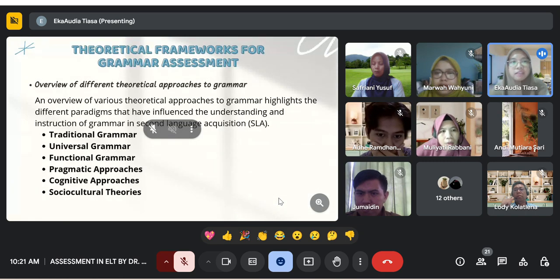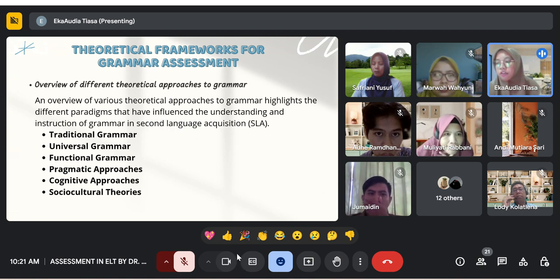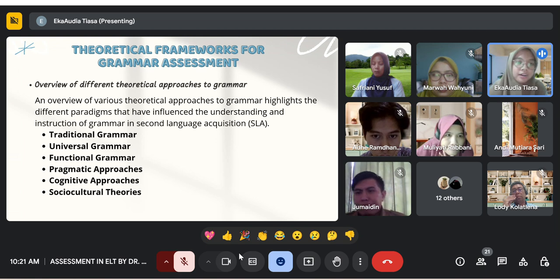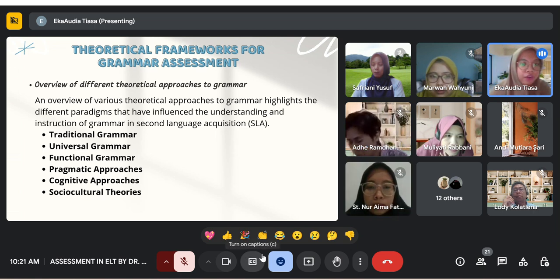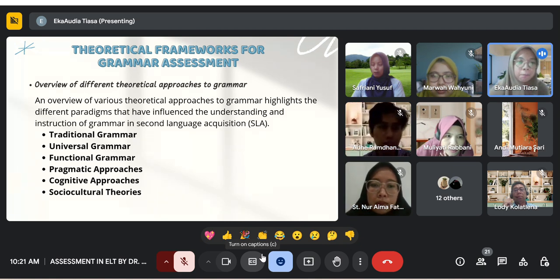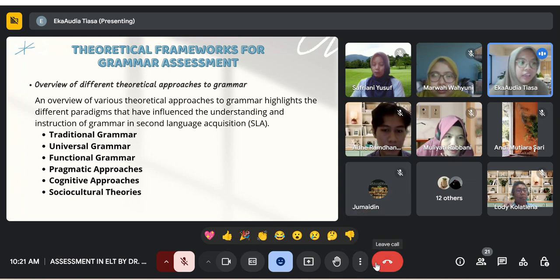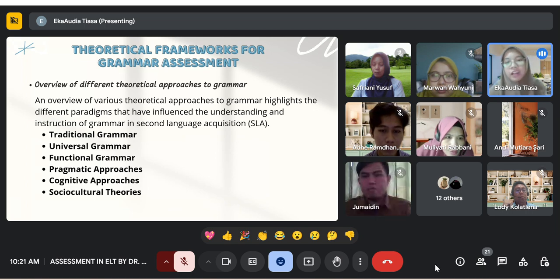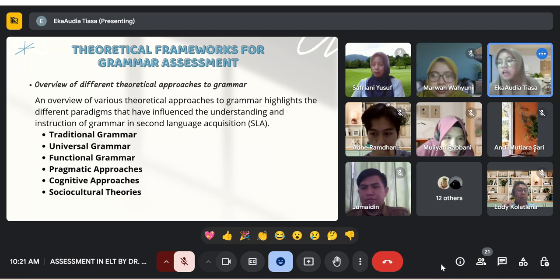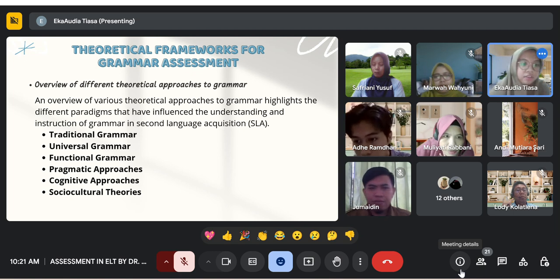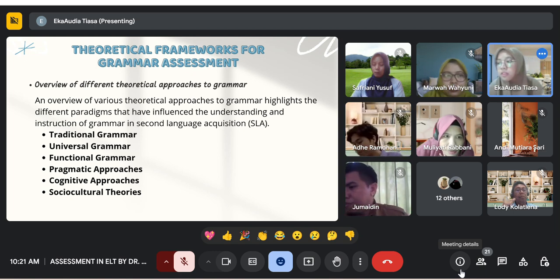The next topic is about the theoretical framework for grammar assessment. The first is an overview of different theoretical approaches to grammar. An overview of various theoretical approaches to grammar highlights the different paradigms that have influenced the understanding and instruction of grammar in second language acquisition. There are several terms. The first is traditional grammar.